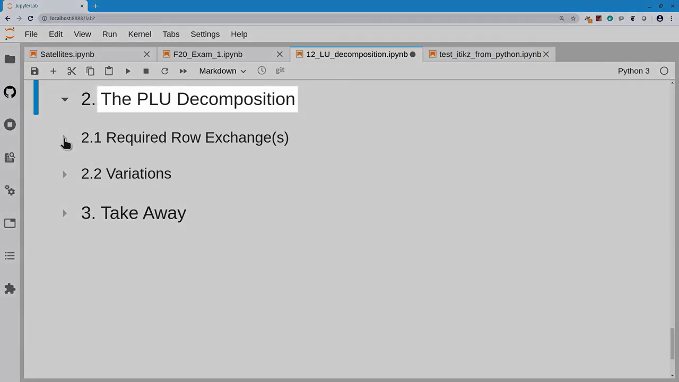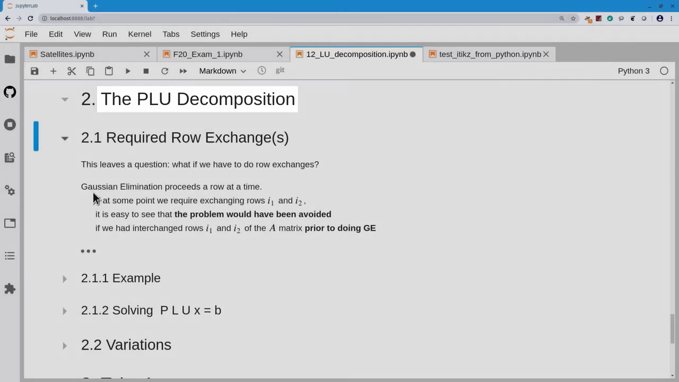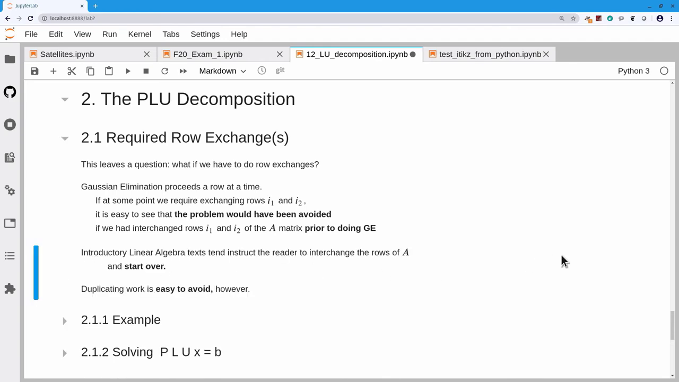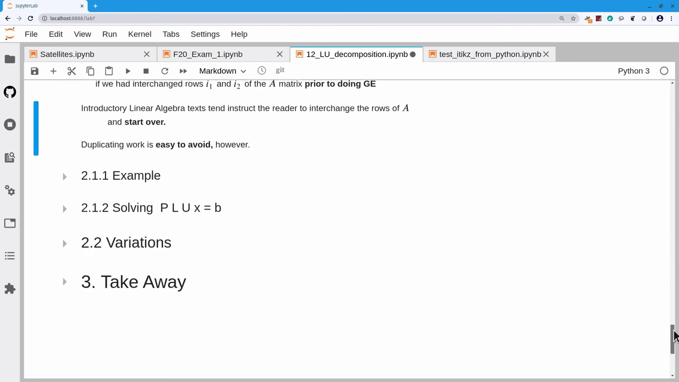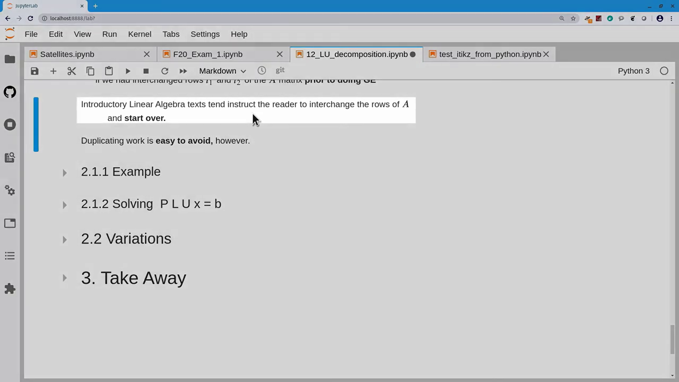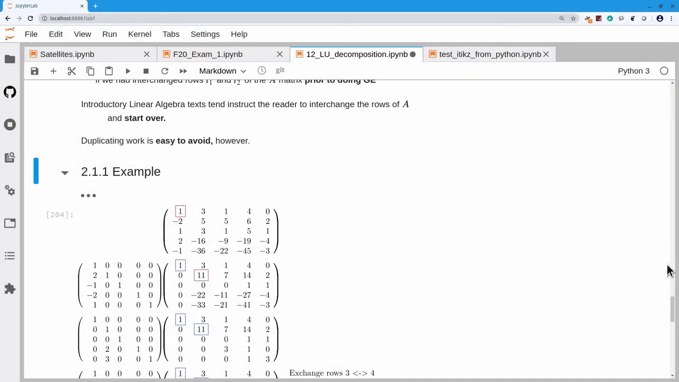It's called the PLU decomposition. And let's see what happens with an example. The problem is, I've got a matrix A, and I'm trying to do Gaussian elimination, and I find I have a row exchange I need to do. Well, introductory linear algebra texts tend to instruct you to say, well, if I'd interchanged the rows of A to begin with, I wouldn't have that problem. So interchange the rows of A and take that new matrix with the rows interchanged and just start over. Well, it's doing a lot of duplicate work and it's very easy to avoid. So let's not do that. Let's look at how to avoid the problem, how to use what we've already done.